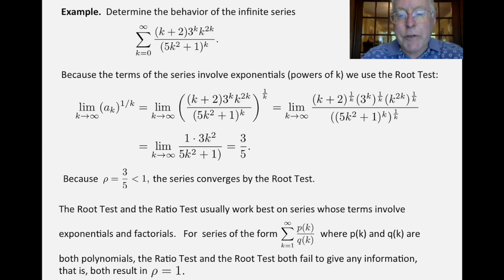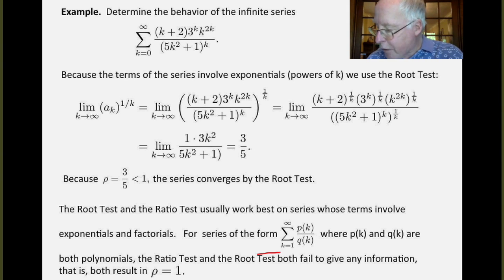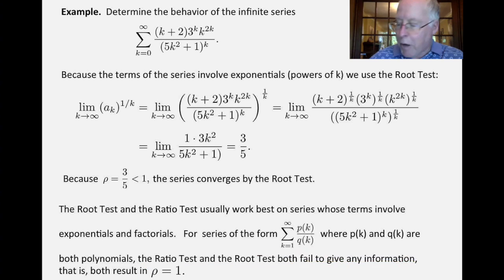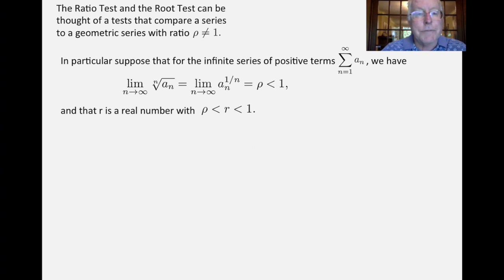Now, the root test usually works best on series, again, whose terms involve exponentials. The ratio test usually works better on series whose terms involve both exponentials and maybe factorials. Now, again, as we saw with the ratio test, for series of this form, where they look like summation of pk over qk, where pk and qk are both polynomials, you'll find that both the root test and ratio test fail for such series. In other words, the rho turns out to be 1. So series of this sort are going to be no information cases. You'll have to probably use a comparison test or maybe an integral test.